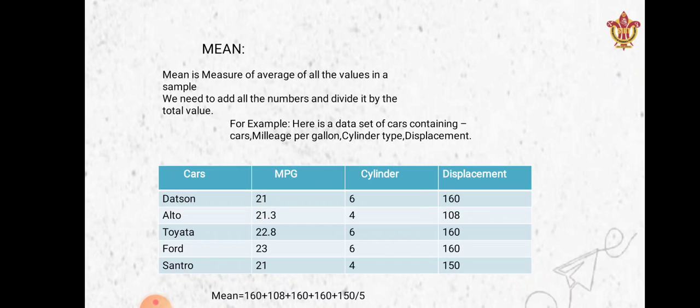Considering the example given in the table, I have a list of cars with their MPG, cylinder and displacement. We have 5 types of cars with MPG, cylinder and displacement values. If I need to calculate the mean of displacement, I will add all the values of displacement and divide by the total number of values, which is 5. So 160 plus 108 plus 160 plus 160 plus 150, divided by 5, will be equal to my mean.